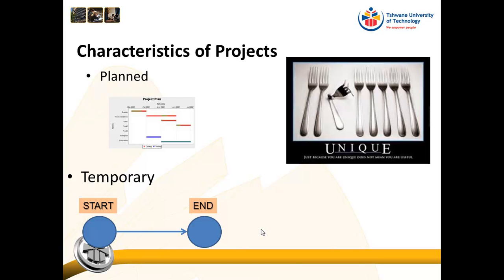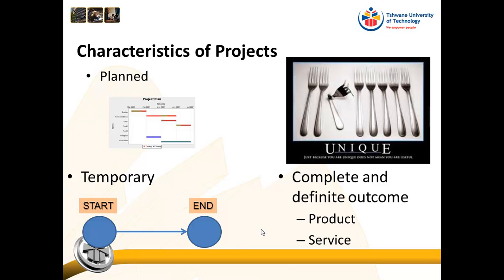Then the next thing about a project is that it has to be unique. So if I am producing forks and I have a factory that every day produces exactly the same fork day in and day out, that is not a project. That is operations, that is ongoing and repetitive. To be a project, it has to be unique. So in other words, if I, as a crafter, am taking forks and I'm making each fork into something unique, that then would be a project.